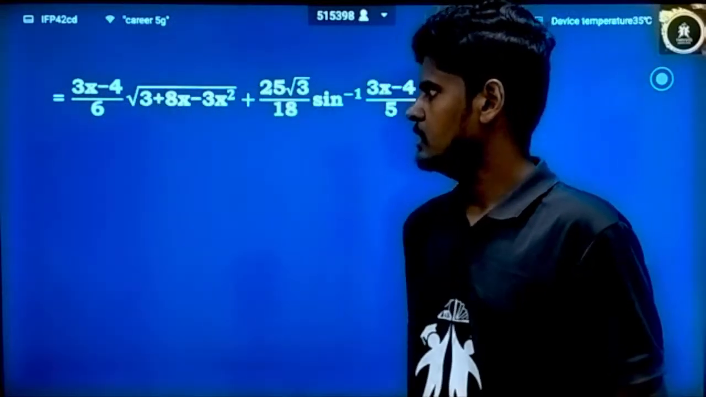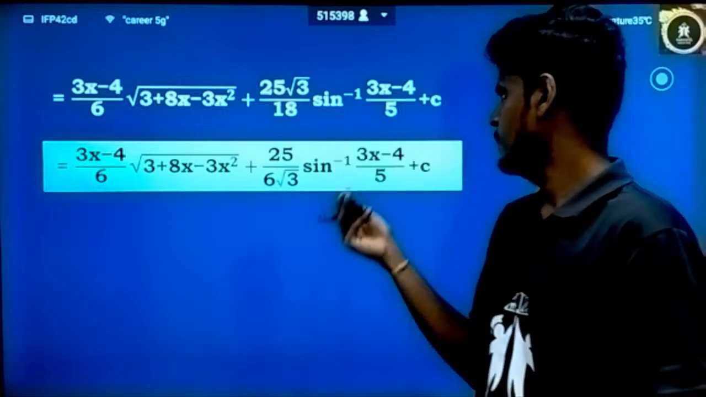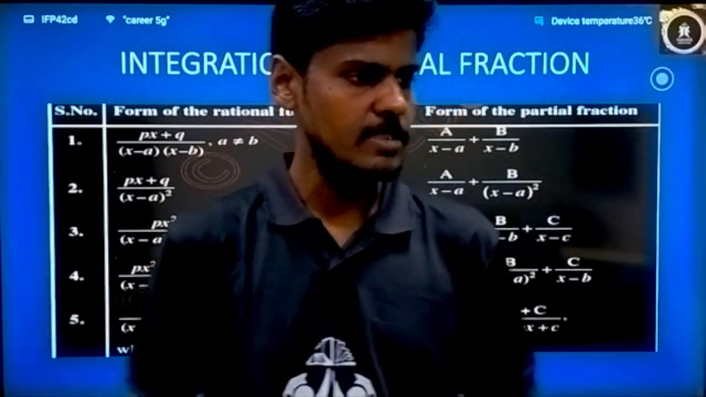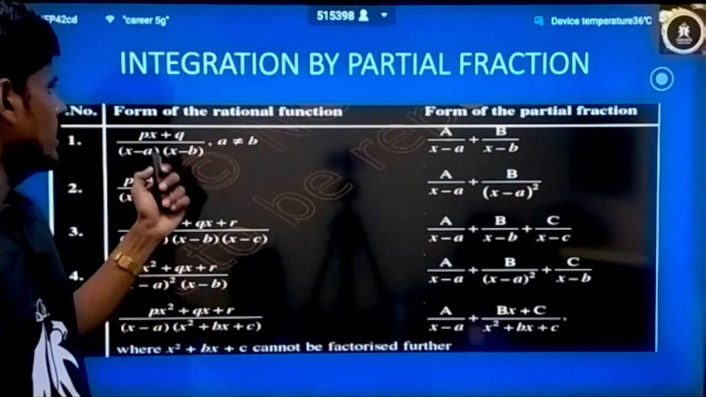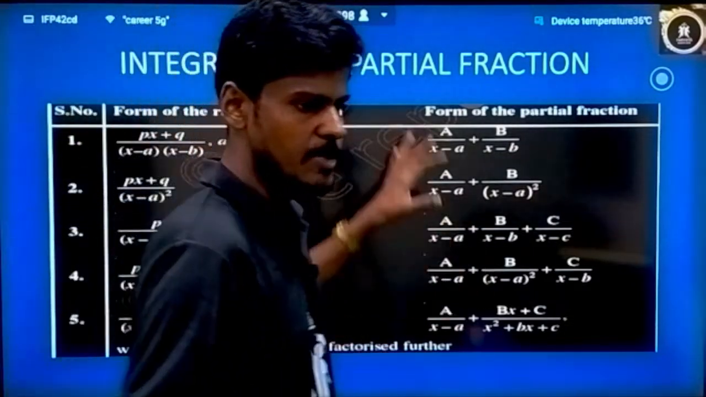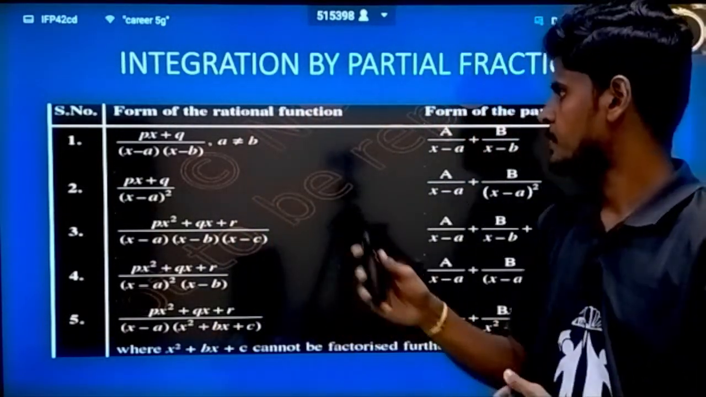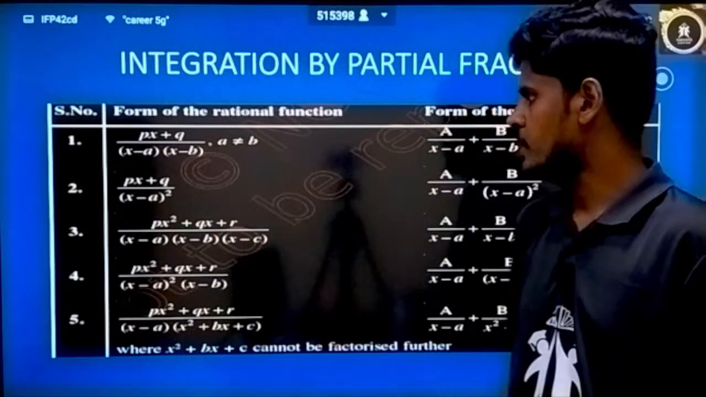Next is, okay, this is the simplified value. Next is integration by partial fractions. Okay. These are some of the formats in which we are forming partial fractions. (px + q) divided by (x - a)(x - b).